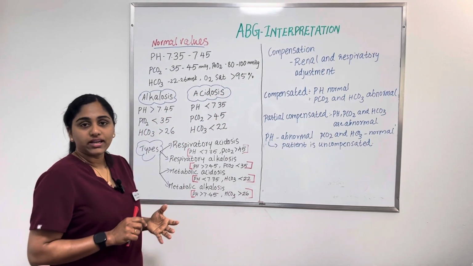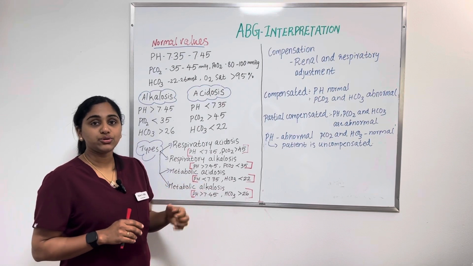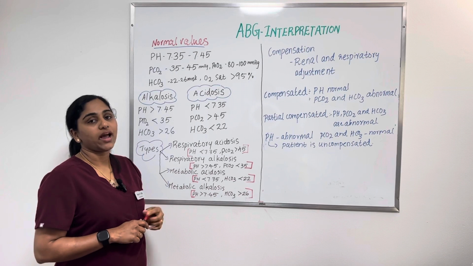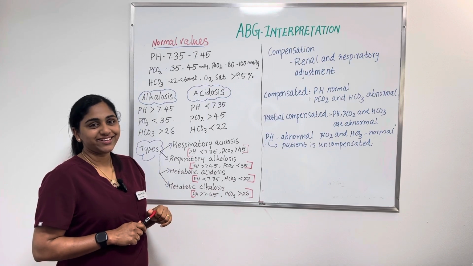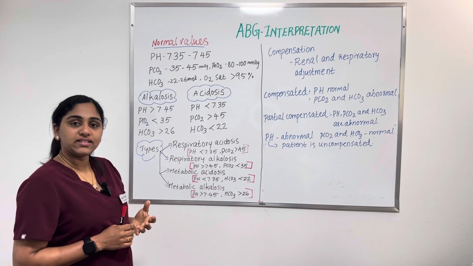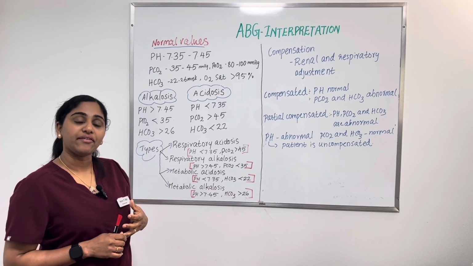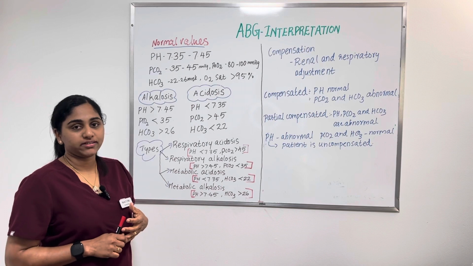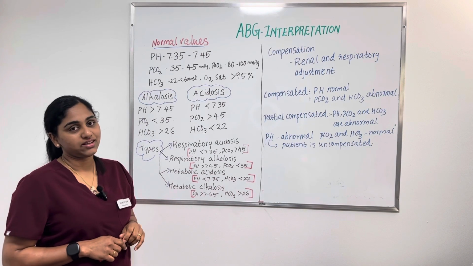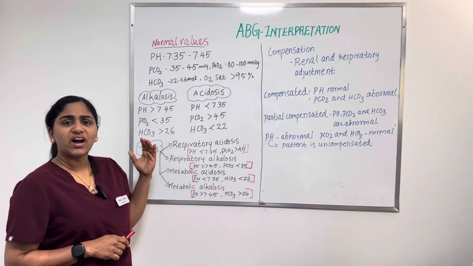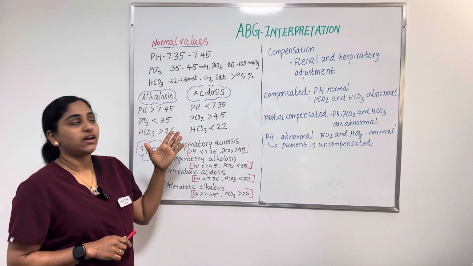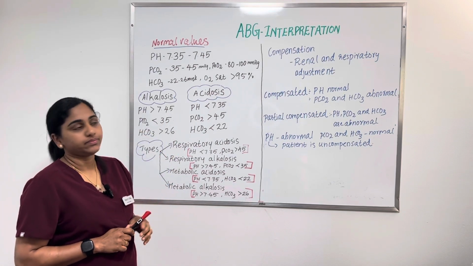As we all know, it is very essential to remember these values. Then only we can identify the abnormal values in the ABG, right? So, if there is any imbalance in the pH, it can affect our body function. It can lead to either acidosis or alkalosis. So, let us see specifically what alkalosis is and what acidosis is.